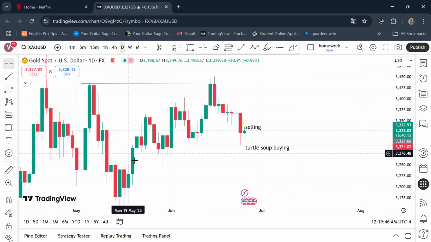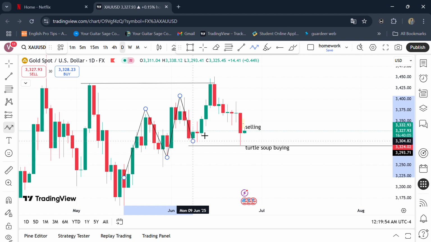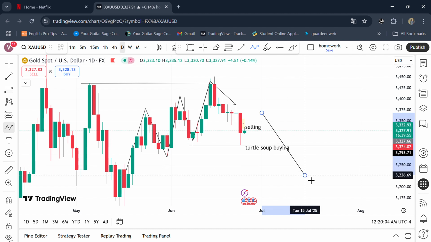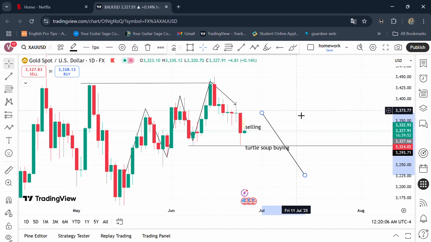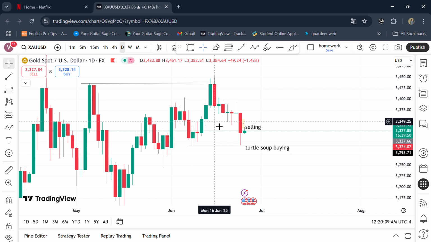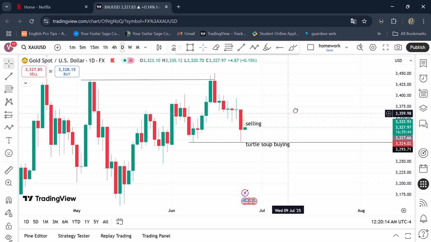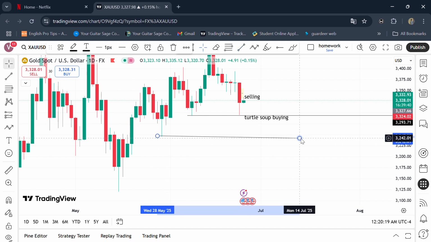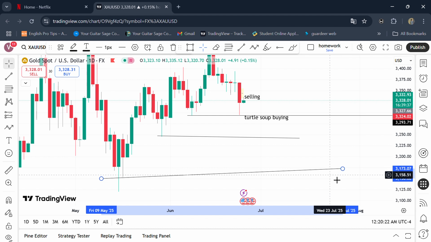Next thing to notice is that we have a three drive pattern. What this pattern tells is that there is a probability that price will move lower after this pattern. So on 1 day time frame, this is what we are getting. There is a likelihood of price trying to reach these liquidities here.